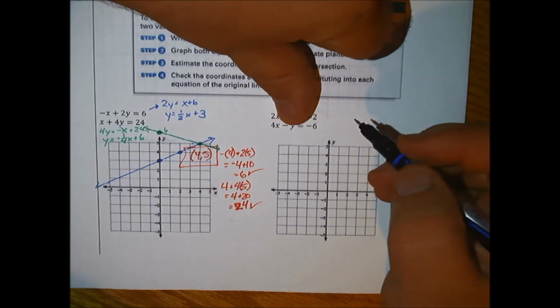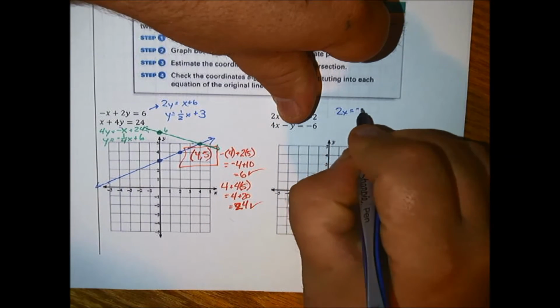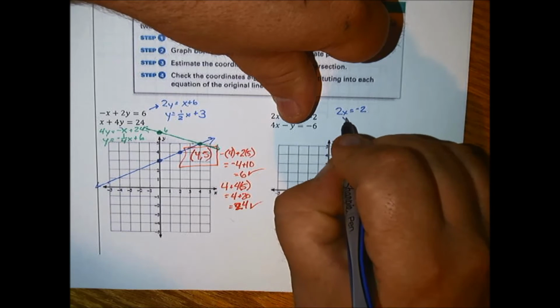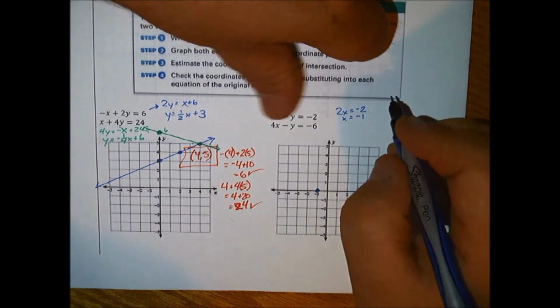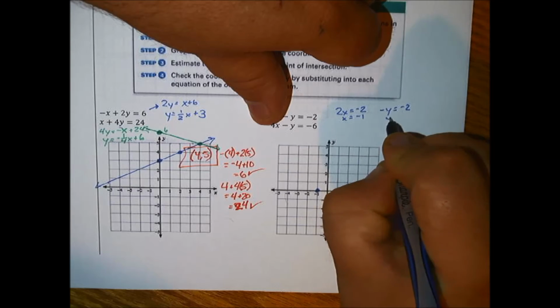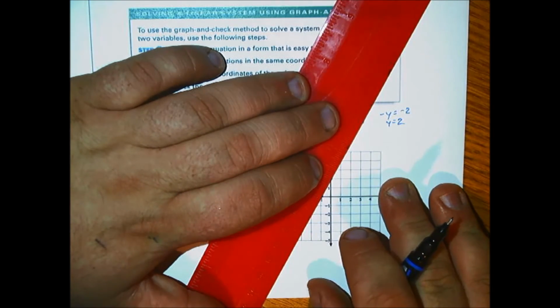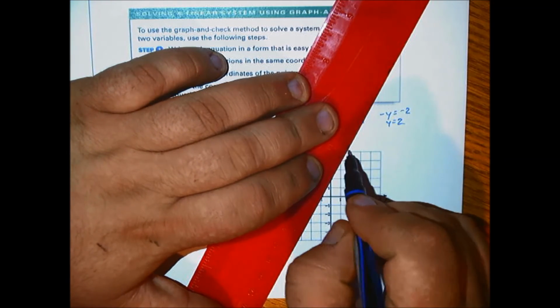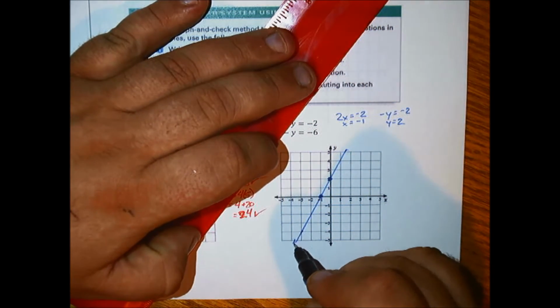All right, I'm going to cover up the y term. 2x equals negative 2. Okay, if 2x equals negative 2, then x equals negative 1. All right, if I cover up the x term, I have negative y equals negative 2, or y equals 2. I'm going to graph that line on there. So you can see where this method takes a little bit of time, but it's kind of nice because it's just using things that we've done before with a totally new idea.